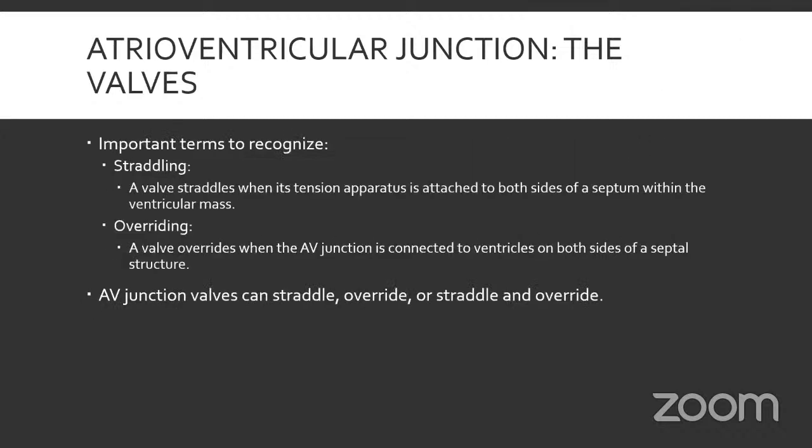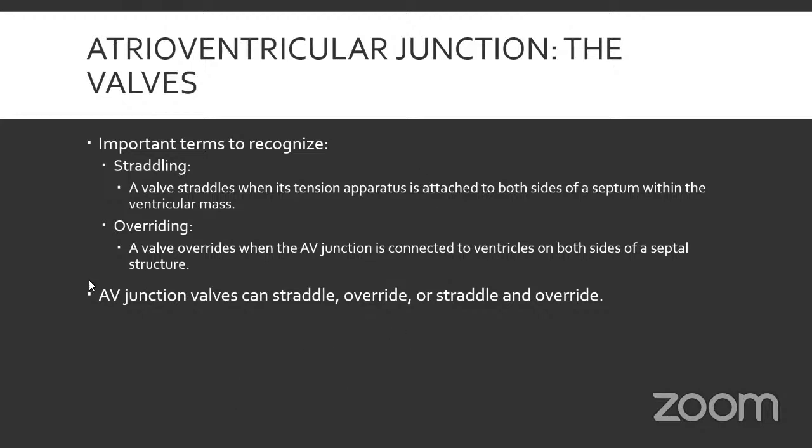Now, with the introduction of valves into this whole analysis, there are terms that you need to be aware of when you try to describe valves. Valves can straddle and they can override. So what's the difference between the two terms? Straddling means that the tension apparatus of the valve is attached to both sides of the septum. So again, straddling is basically having the tension apparatus, or the papillary muscles and the chordae, attached to both sides of the septum.